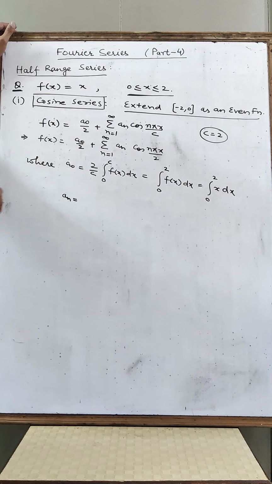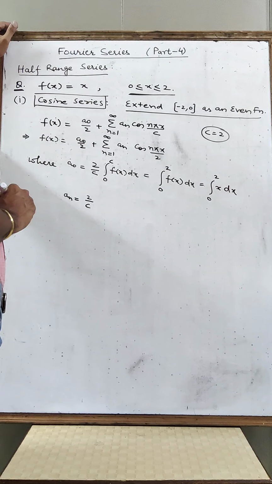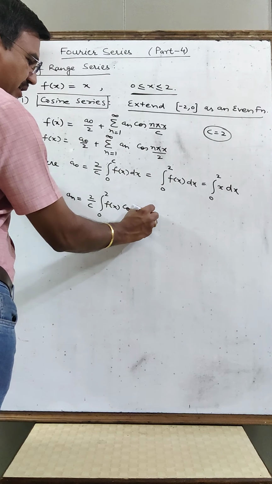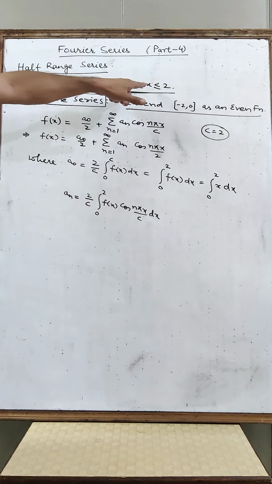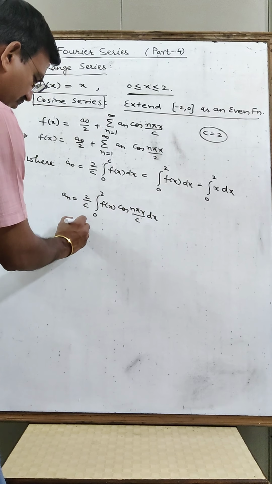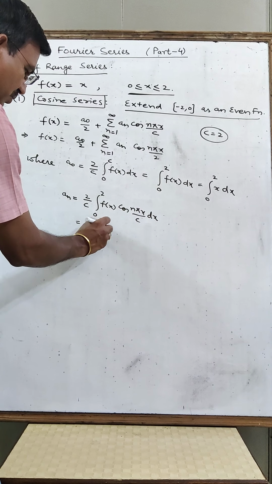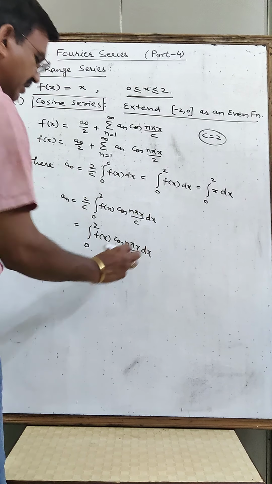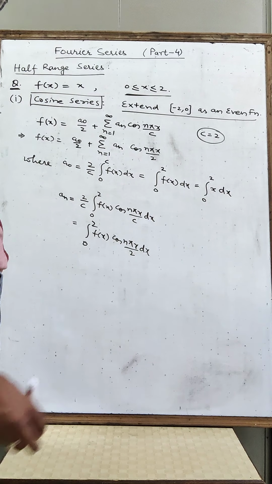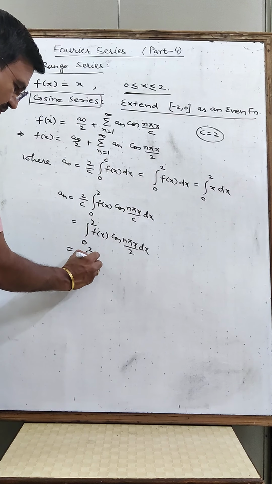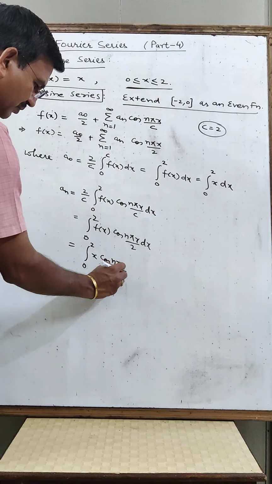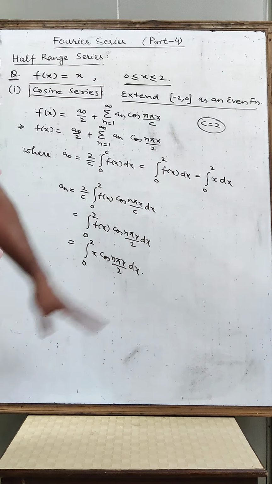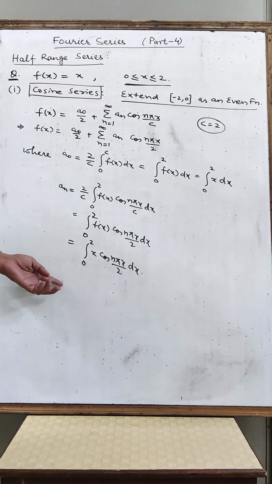Again an is equal to 2 over c integral from 0 to 2 f of x cos n pi x over c dx, and students, in this case c is equal to 2, so it would become integral from 0 to 2 f of x cos n pi x over 2 dx, and during this interval 0 to 2 we are given f of x equal to x, so it will be integral 0 to 2 x cos n pi x over 2 dx, and already we discussed that if f of x is an even function over the interval from minus 2 to 2, then bn would always be equal to 0.